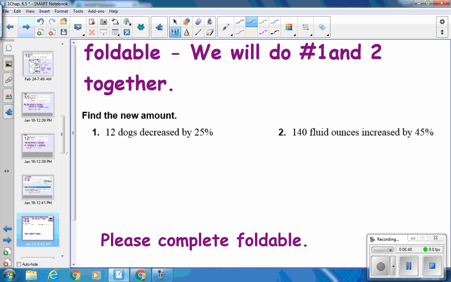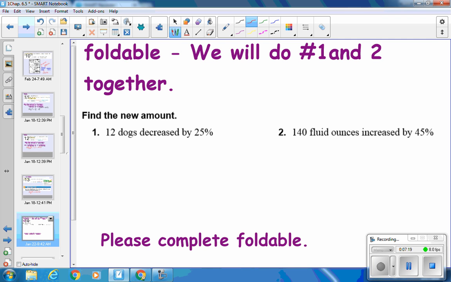Okay. The last thing I'm going to do with you before you do your own work is do the first 2 problems on the inside of your foldable with you. So number 1, what it says is find the new amount. So if there originally were 12 dogs and it's decreasing by 25%, it's like there was a discount at the store and you're getting something for a lower price.